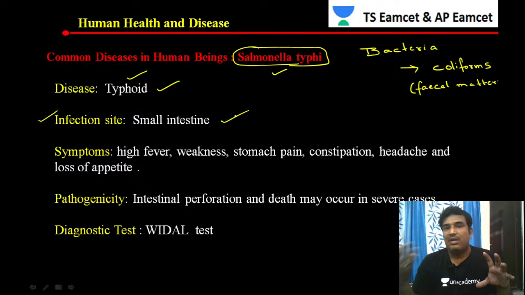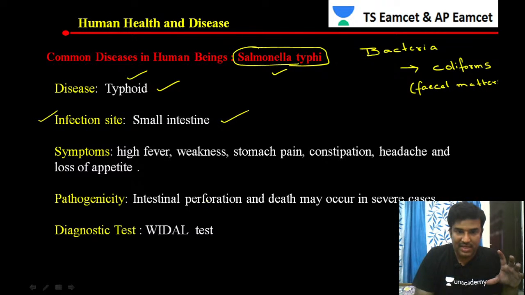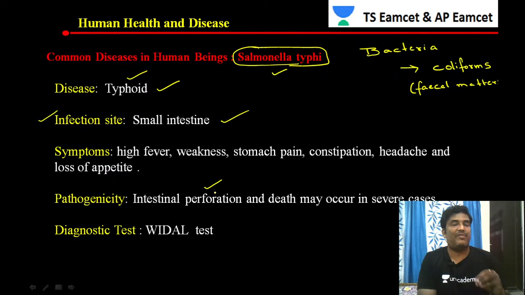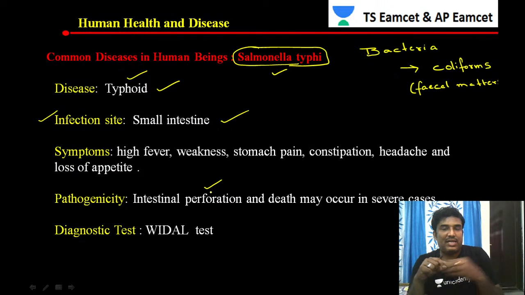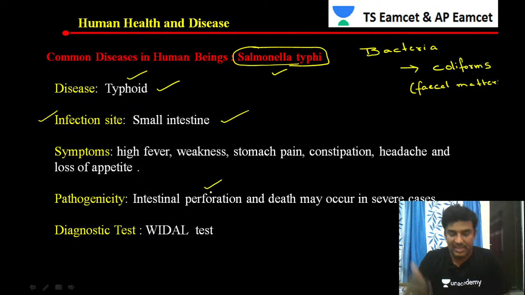How is it destroying the small intestine? If you clearly see here, you can observe that it creates perforation. Perforation means it creates holes or pores. So it is creating holes in the small intestine. When it is creating holes in the small intestine, what happens? All the intestinal fluid leaks out of the intestine. That may lead to a fatal condition and the person may die also. So that's what its pathogenicity is showing.